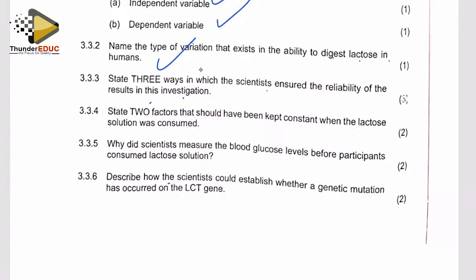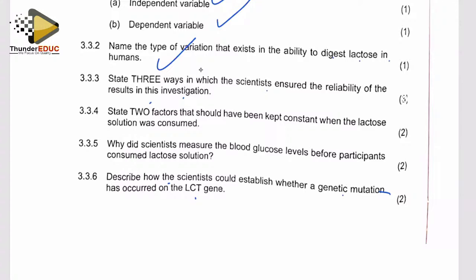Then they ask you to describe how scientists could establish whether a genetic mutation had occurred on this lactose gene. Basically, the sequence of the gene, the DNA of the participant on the chromosome, should be determined using DNA sequencing. And then after that, they have to identify the mutation of this gene and compare it to the one which is lactose intolerant. If they see that there is a difference, then automatically it means that there was a mutation.